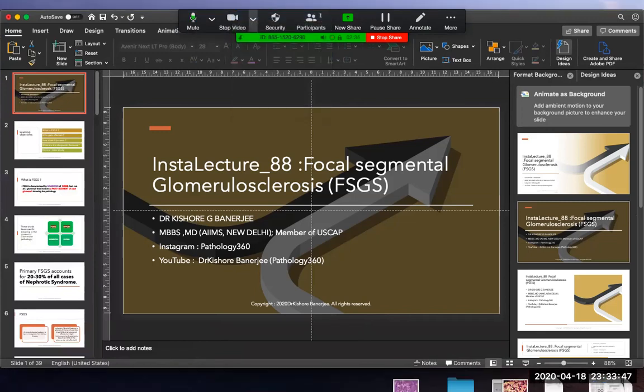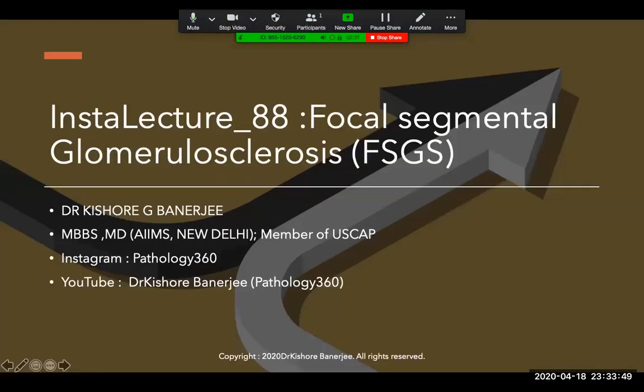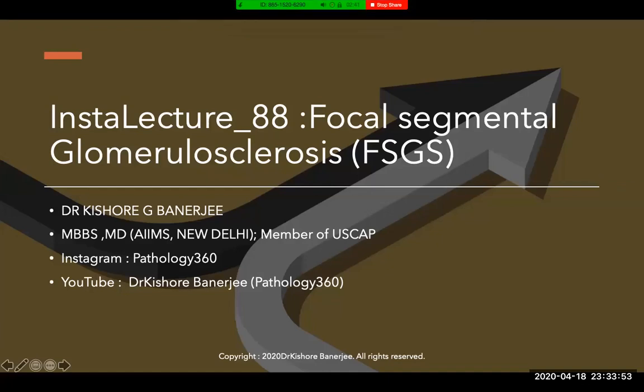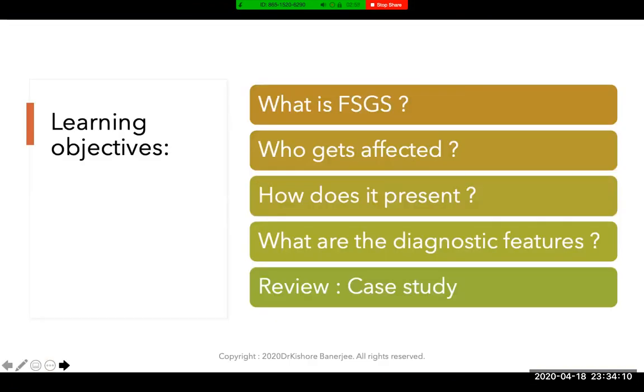So focal segmental glomerulosclerosis, there are two key words here, focal and segmental. And from the name, you understand that this is a glomerular disorder, and the pathology seen in the glomeruli is sclerosis or scar formation. But we need to understand the key meaning of the terms focal and segmental, which I'm going to deliver in the next few slides. So these are the learning objectives which I already mentioned.